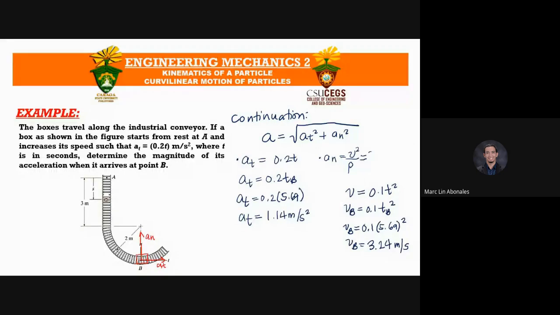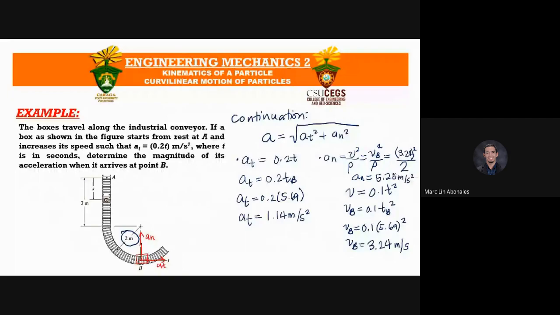So that will be equal to v_B squared over rho. That is 3.24 squared over the radius of curvature, which is 2 meters as given in the figure of our problem. So that is 2 meters. What is the normal acceleration? That is 5.25 meters per second squared.